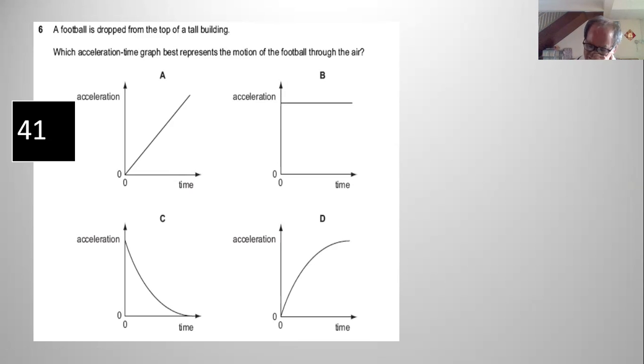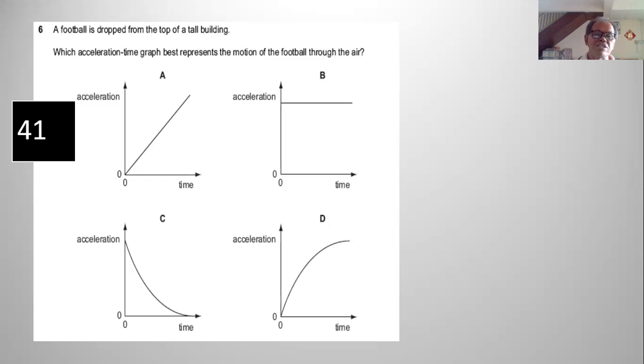But because of air resistance, the weight is pulling downwards. At the same time, the air resistance is opposing. Right? It's moving downwards, air resistance is upwards there. So the resultant force becomes smaller and smaller. Right? Weight minus air resistance. Air resistance increases as the speed increases, which we'll study in the next topic. So the resultant force becomes smaller and smaller.